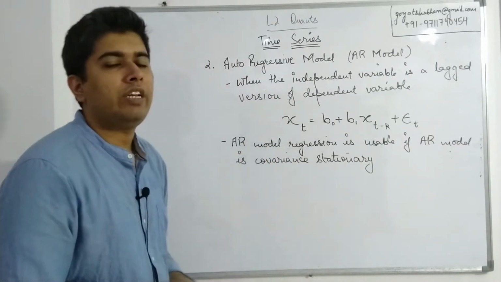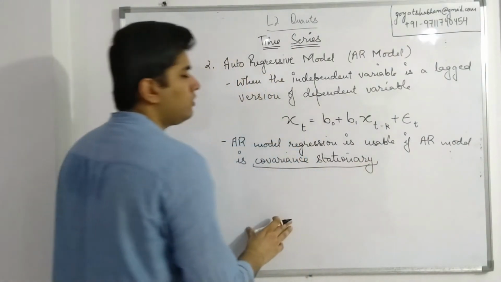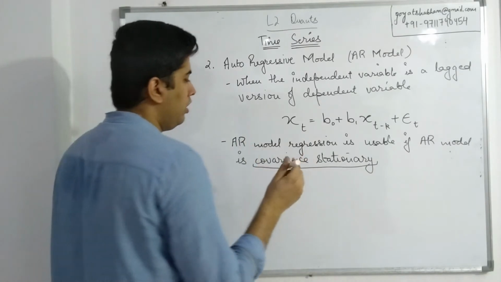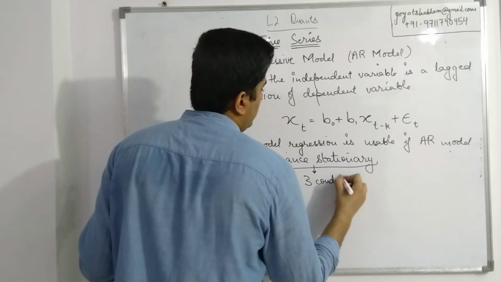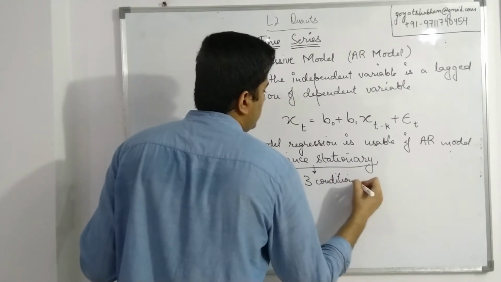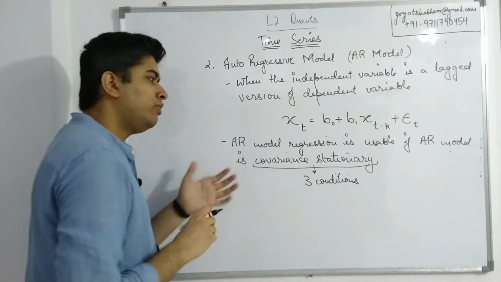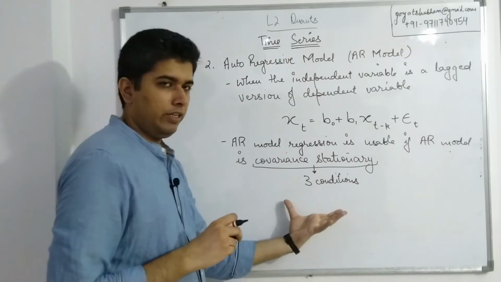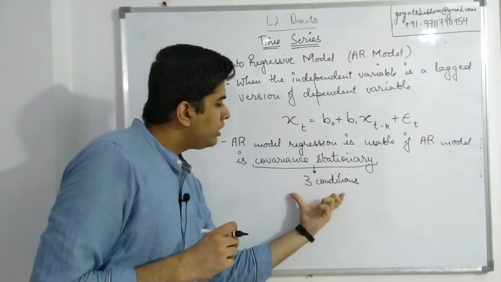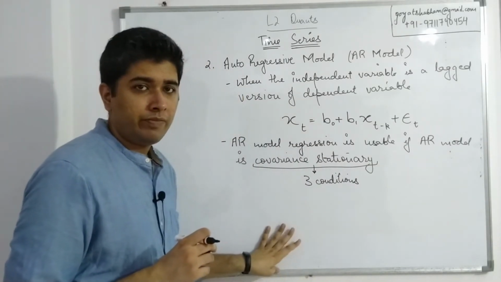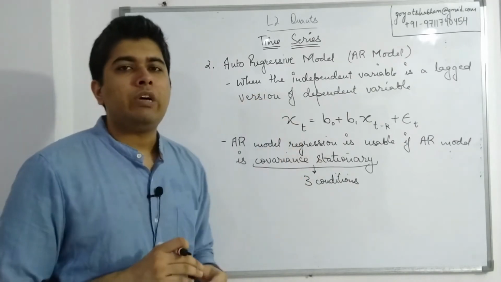What is covariance stationary? Well, covariance stationary is a sort of classification we give to an AR model if it satisfies three conditions. So if an AR model satisfies three conditions, we classify that model or we approve that model as being covariance stationary. So in reality, if my model complies with these three conditions that I'm about to list, I can use regression to analyze this model.